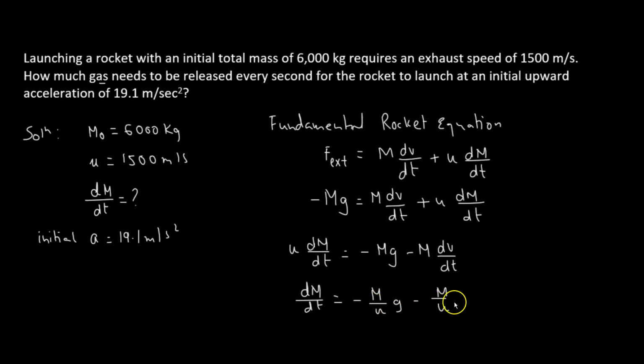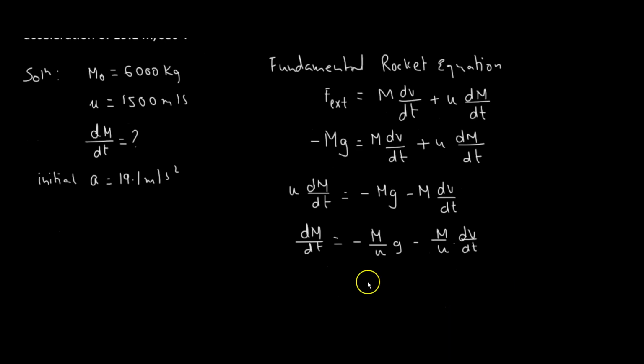Dividing both sides by u, we have dm over dt equals negative m over u times g minus m over u times dv over dt, which is equal to, let's take negative m over u as common, negative m over u times g plus dv over dt. So this is dm over dt.